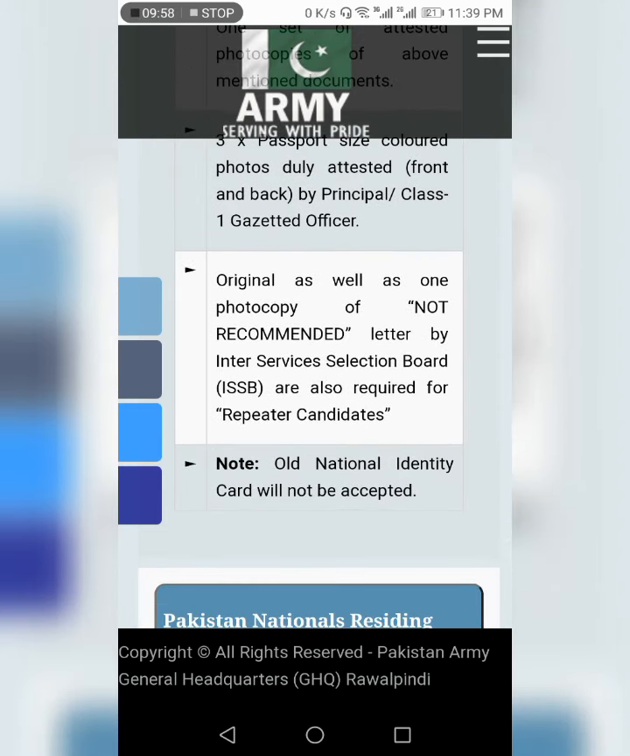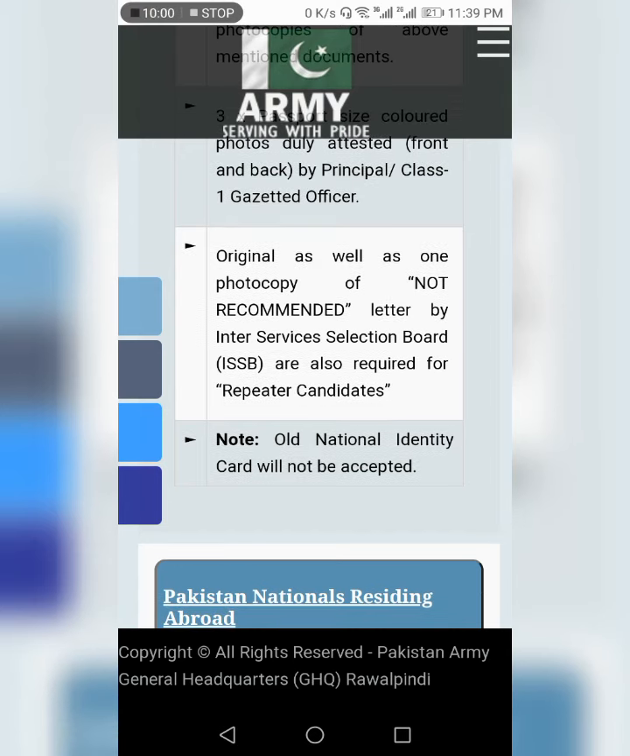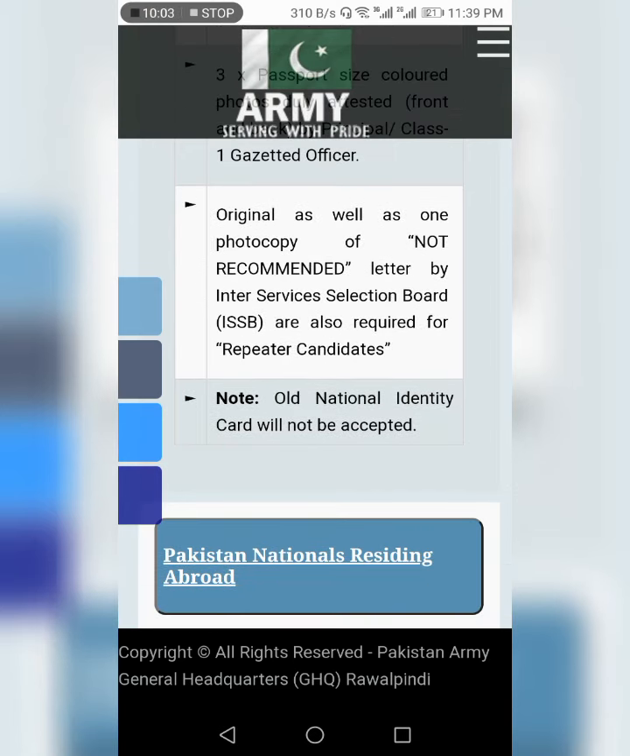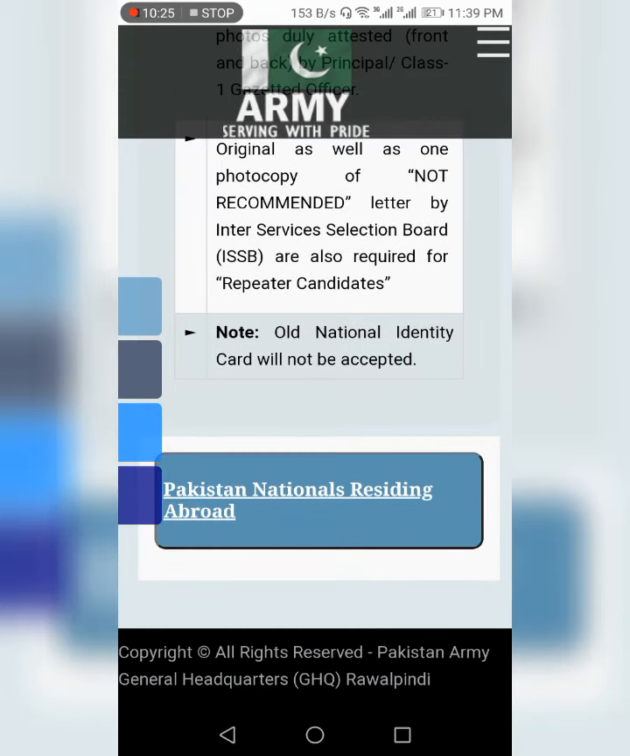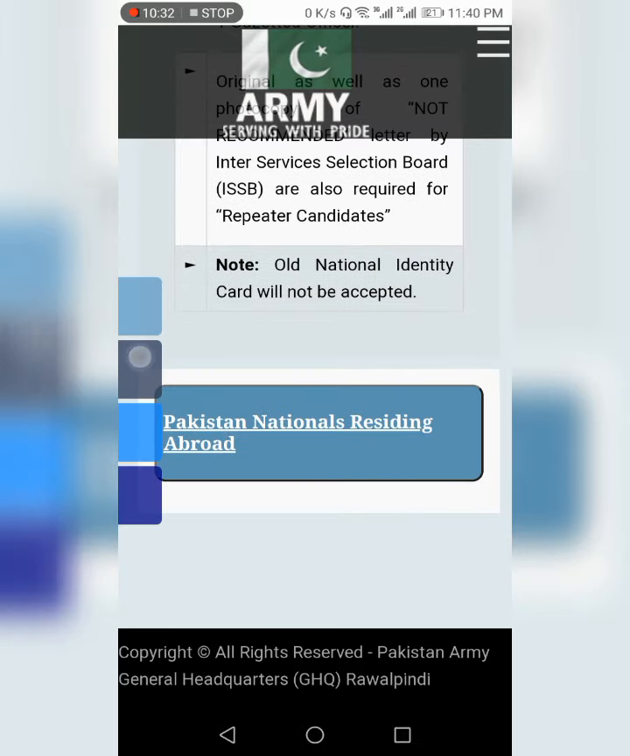Original as well as one photocopy of a not recommended letter by the Inter-Service Selection Board are also required for repeat candidates. So friends, carefully listen to this: if you get rejected from the first try, and if you want to go for a second try, you must possess a not recommended certificate.